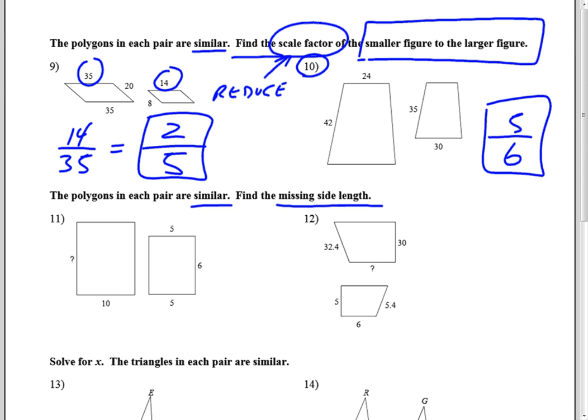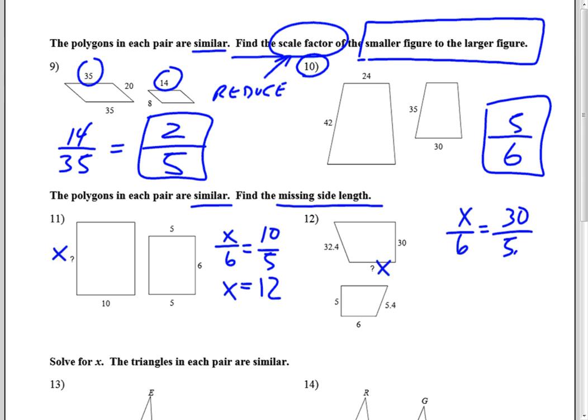If you have question marks, put in a variable. X/6, 10/5, X turned out to be 12. X/6, 30/5.4. That X turned out to be 36.